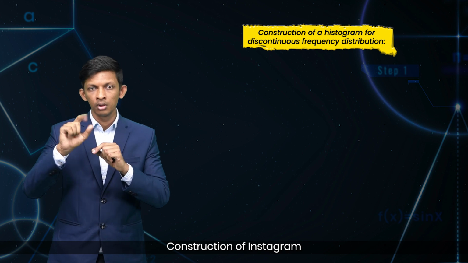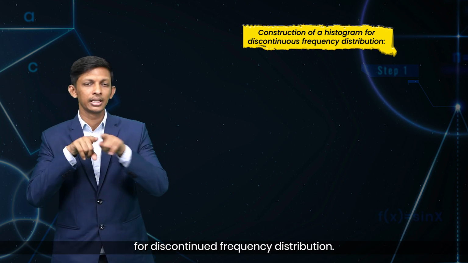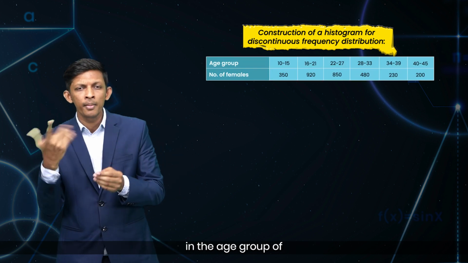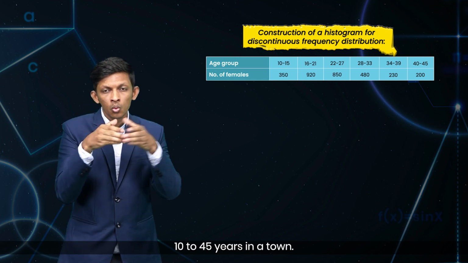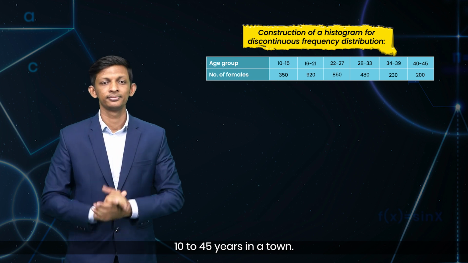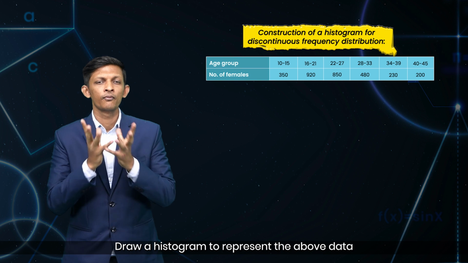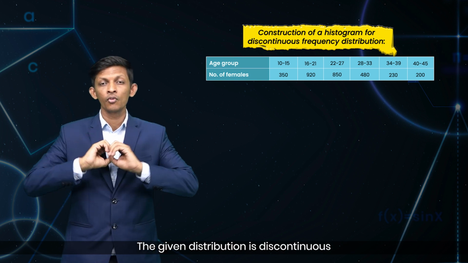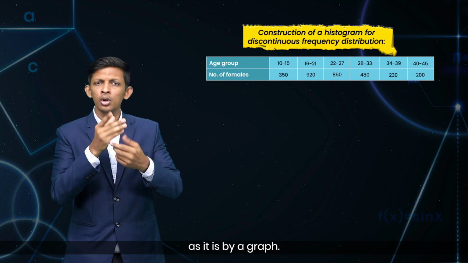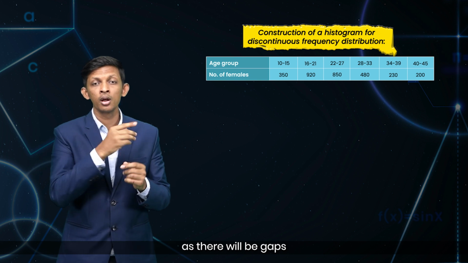Construction of histogram for discontinuous frequency distribution. Example: the following table gives the number of literate females in the age group of 10 to 45 years in a town. Draw a histogram to represent the above data. Solution: the given distribution is discontinuous. If we represent the given data as it is by a graph, we shall get a bar graph, as there will be gaps between the classes.